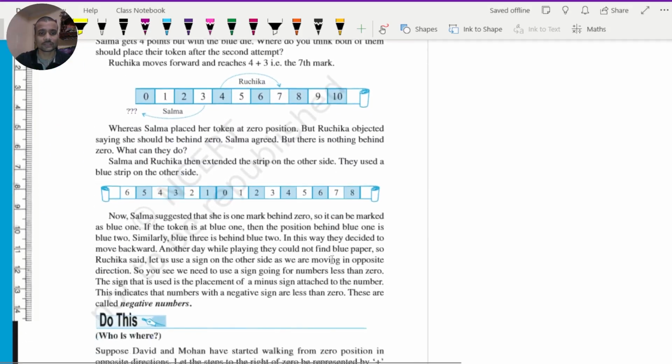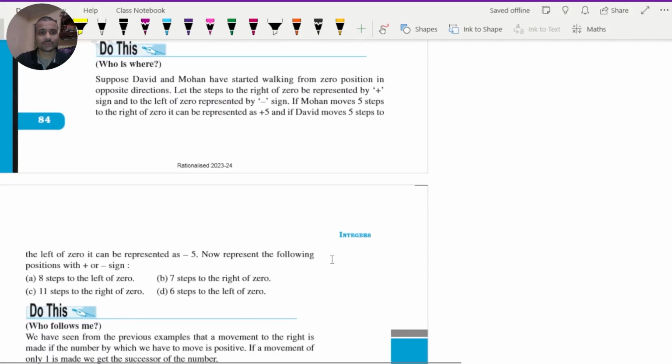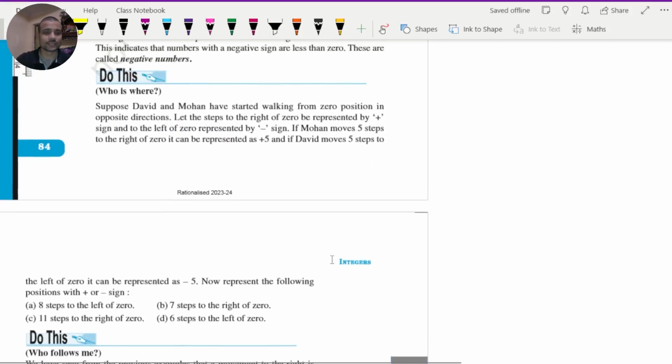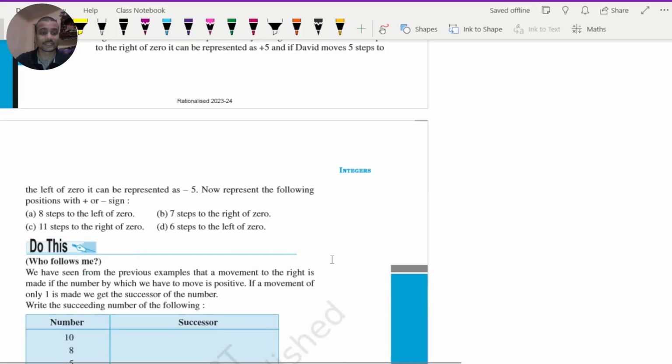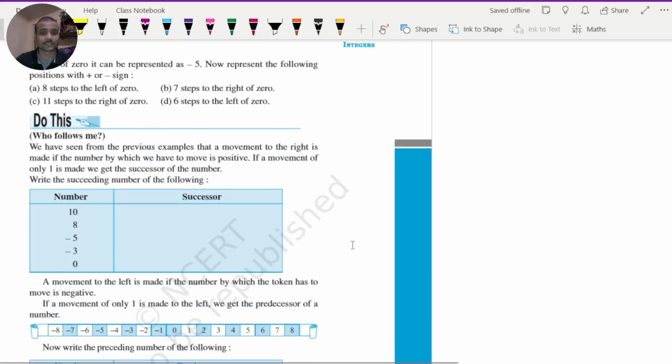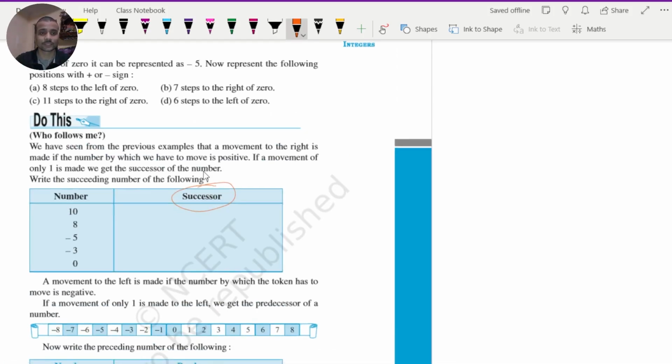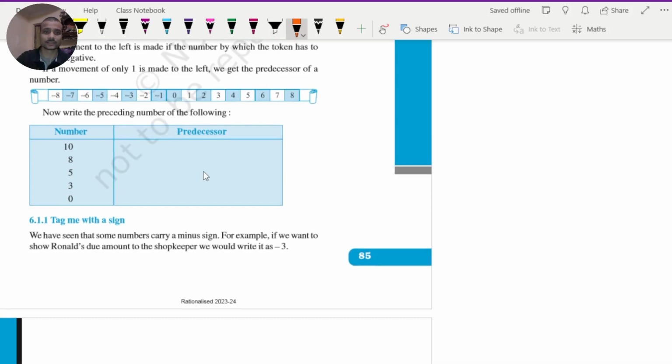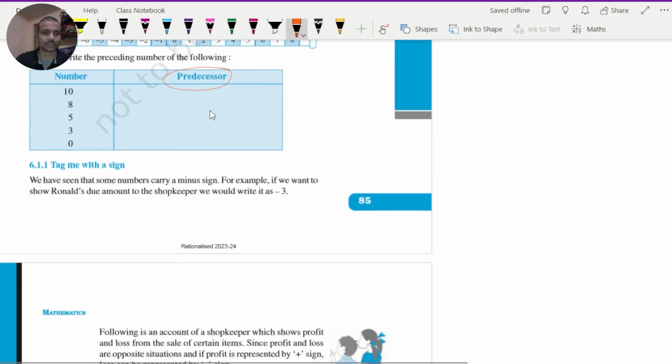I hope there are fewer points. It is asking for the placing of numbers, successors, and predecessors. Again, the same things we had studied in the whole numbers chapter. The successor and predecessor are the same as what we studied in chapter number 2 or chapter number 3, I think. I forget that particular one.